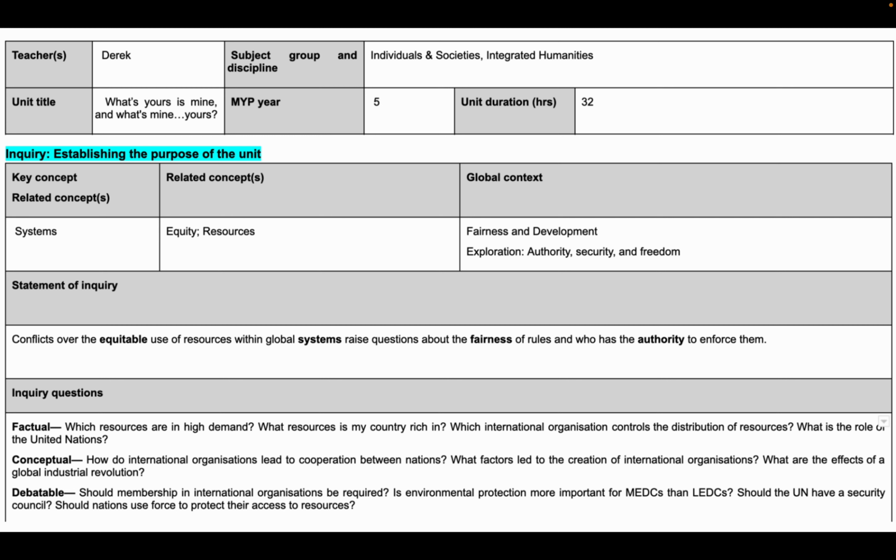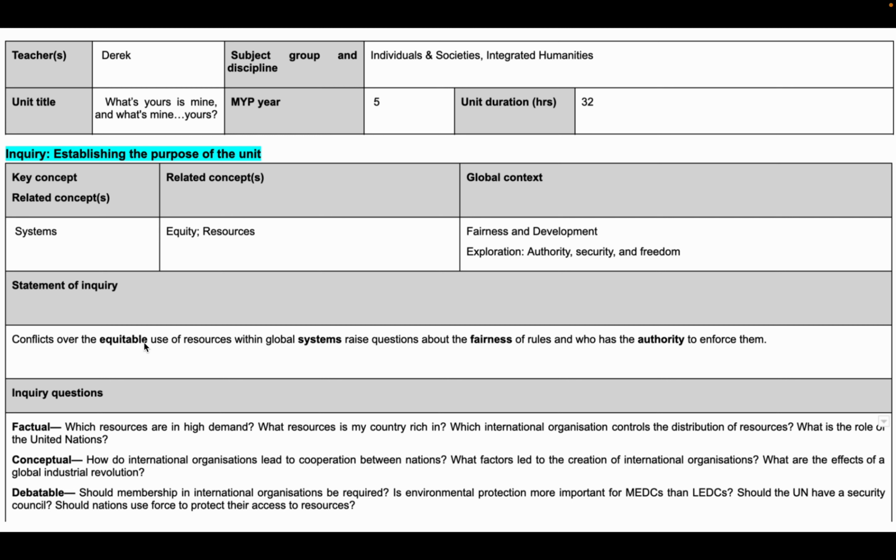So again, I came up with this in about 30 minutes or so, and I might want to tweak it. One of the things I would think about is, is my statement of inquiry so ambiguous that students would have difficulty grasping it? I would also think about, especially when working with ELLs, English language learners, would they be able to fully comprehend the statement of inquiry?